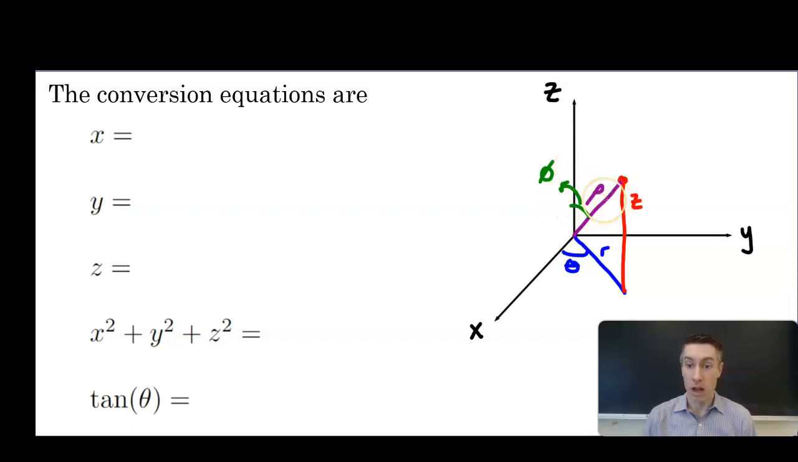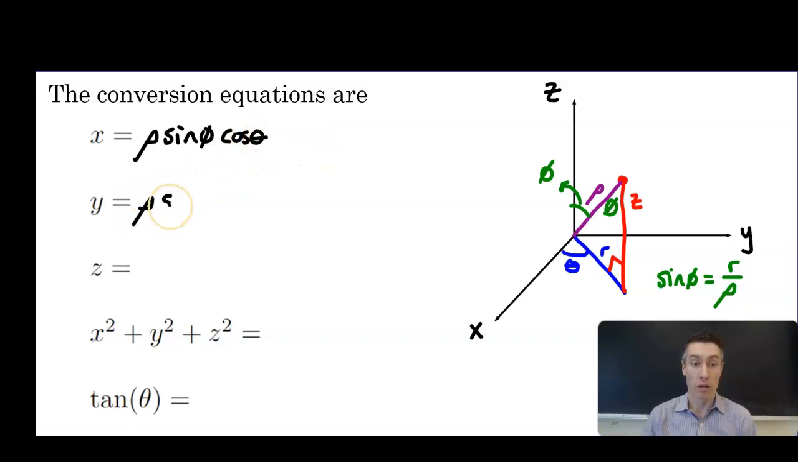So with a little geometry here, remember this is a right angle. Alternate interior angles here, this is also phi. So in this right triangle, r, which is the side opposite of phi, if we use our sine ratio, sine of phi would equal r over rho, which means r equals rho sine phi. Making that replacement in our x equation, that means x is rho sine phi cosine theta.